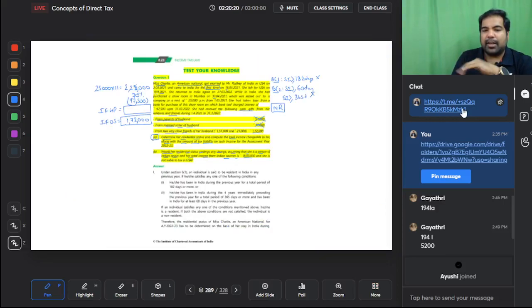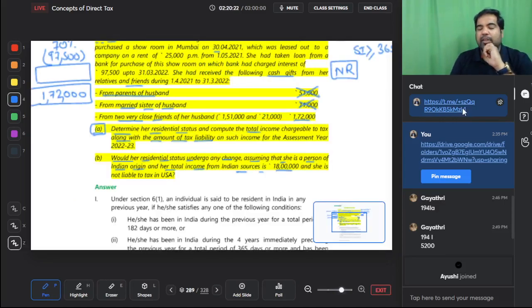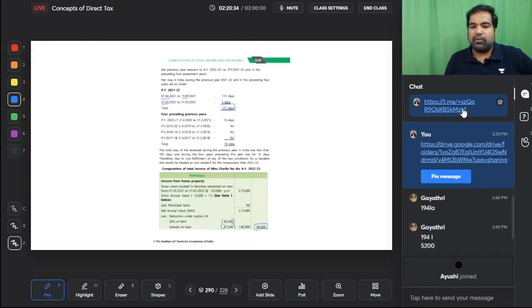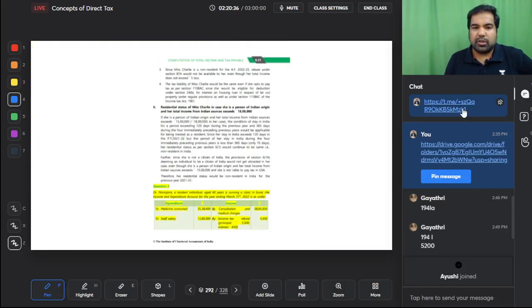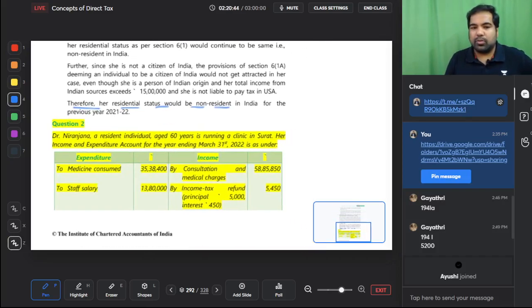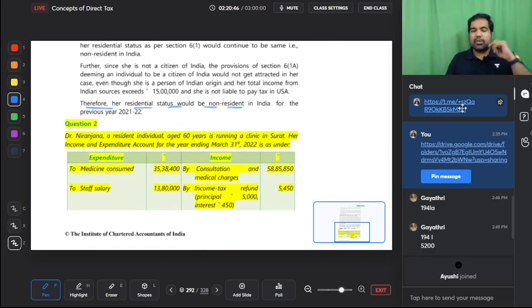Guys, technically I'll tell you what this is. They are asking whether the amendment will apply. The amendment says that if the Indian income is greater than 15 lakh, the second basic condition will apply, but in that case 365 will be replaced by 120 days. Even then she doesn't reach 365 days and hence nothing will change here. Therefore her residential status would be non-resident even that year, so there is absolutely no change. That's the first question, guys.